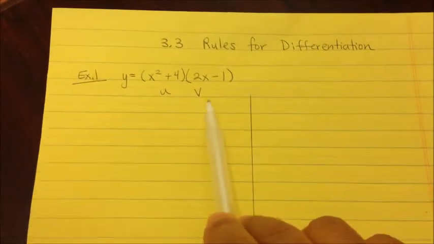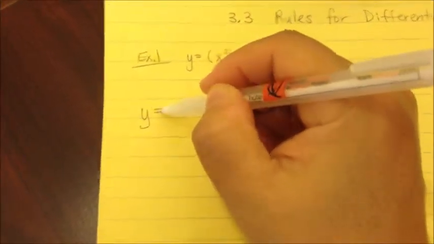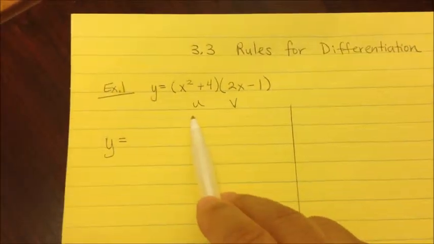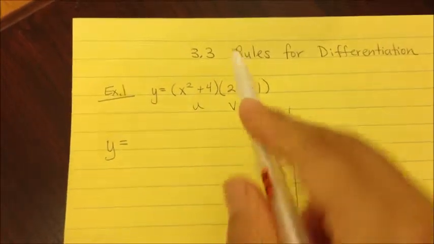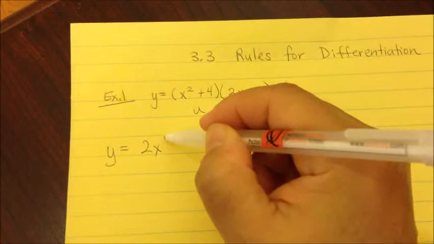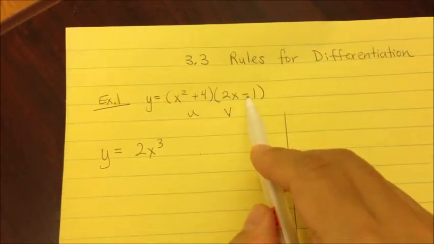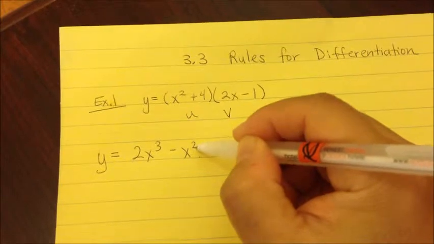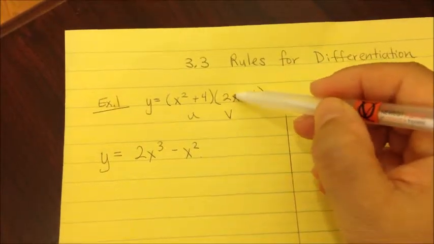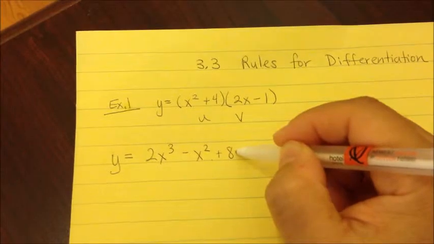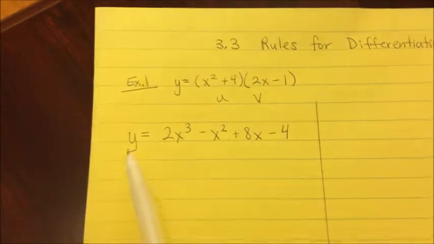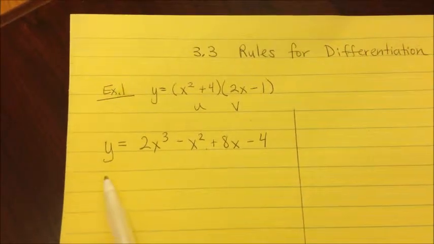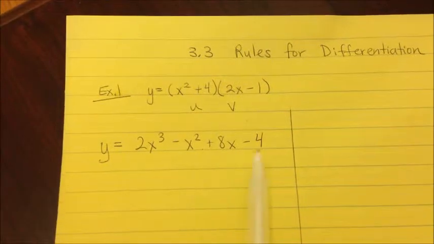So the first one is actually doing the algebra 2. I'm going to write it as y equals, because I haven't taken the derivative. All I'm going to do is simplify this. If I simplify this, I can do distribution right there. So x squared times 2x will give us 2x cubed. Then x squared times negative 1 will give us negative x squared. Then on the inside, 4 times 2 gives us 8x, and 4 times negative 1 gives me negative 4. So notice it's y equals because I didn't do any derivative yet. All I did was rewrite the problem using my algebra 2.